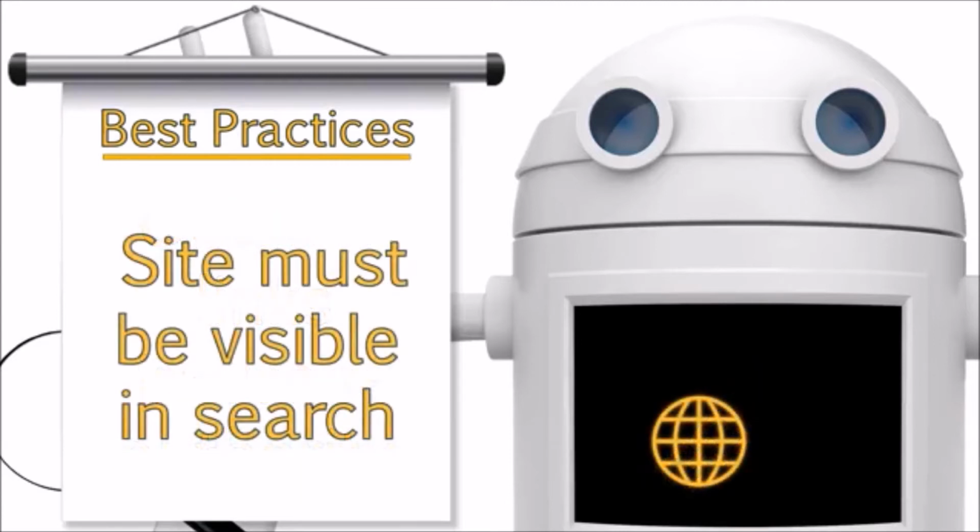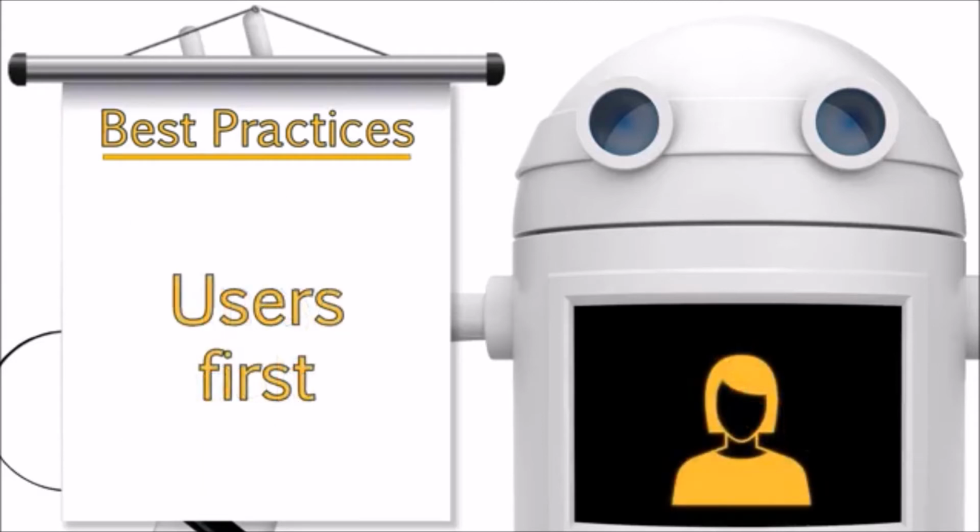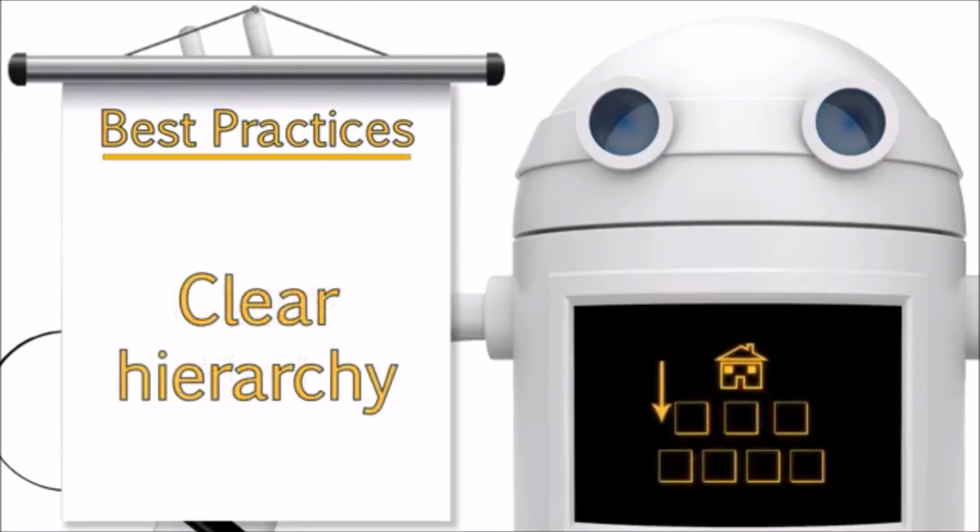Next, it's important to ensure your site is accessible to both users and search engines. Some websites are coded in a fashion where users can see the content, but search engines cannot. This is known as cloaking and can result in penalties. Your website needs to be valuable from both a user's perspective and a search engine perspective, but the user experience comes first. Last but not least, it's important to have a clear hierarchy.